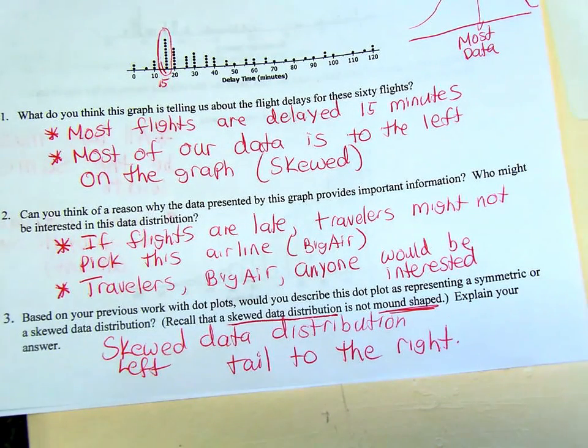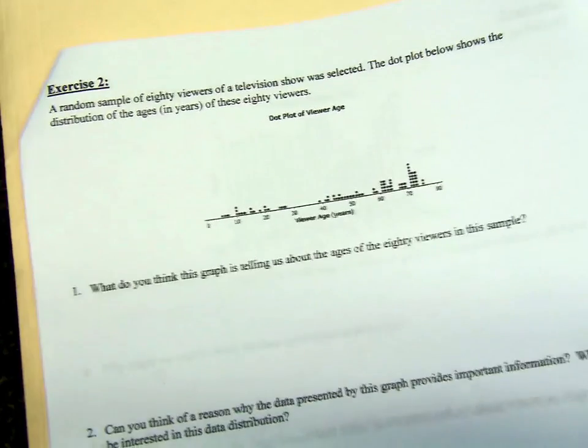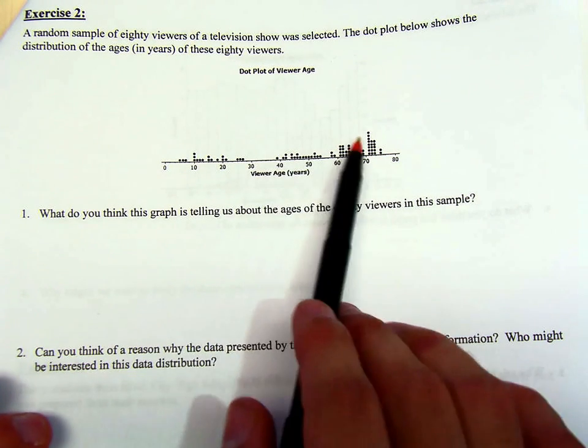Okay? So now let's look at our next example. Our next example is a different dot plot. It says a random sample of 80 viewers of a television show was selected. So we have some television show. Just make up whatever television show you want it to be. The dot plot below shows the distribution of the ages in years of these 80 viewers. So there's 80 people total that they interviewed for this. Looking at this, they have all their data set right here. All these dots represent one person, however old they are.